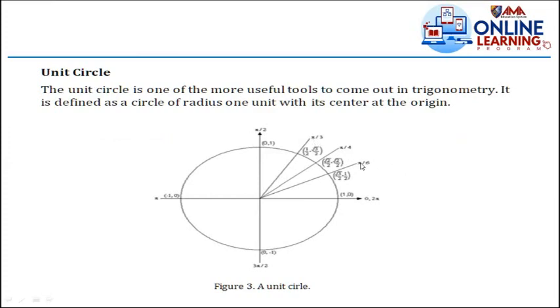Pi all over 6, that is equivalent to 30 degrees. 180 divided by 6, that is 30 degrees. Pi all over 4, that is 45 degrees. 180 divided by 4, that is 45. Pi all over 3, that is equivalent to 60 degrees. Okay?